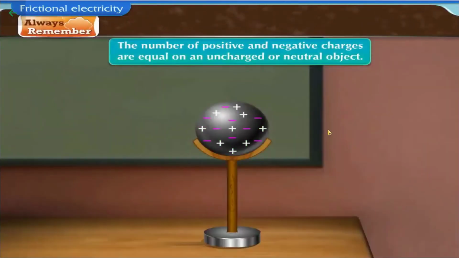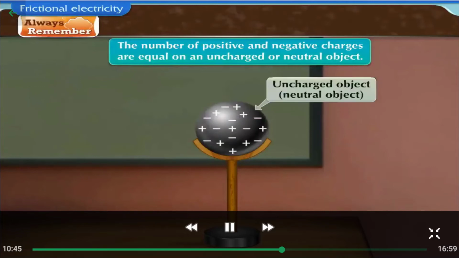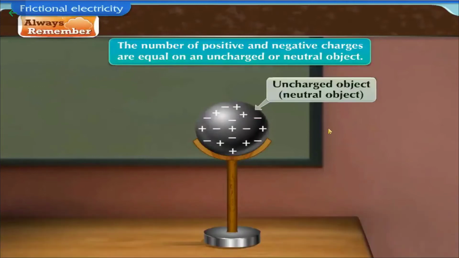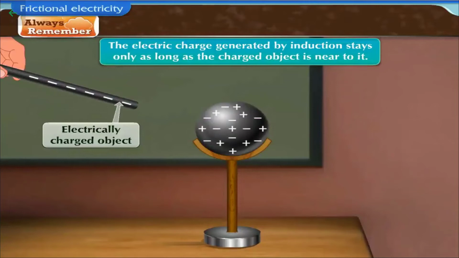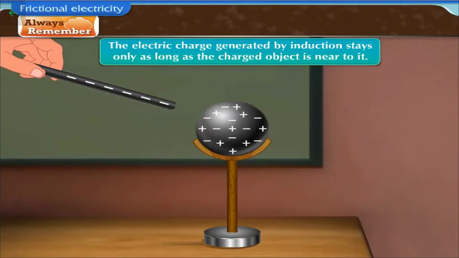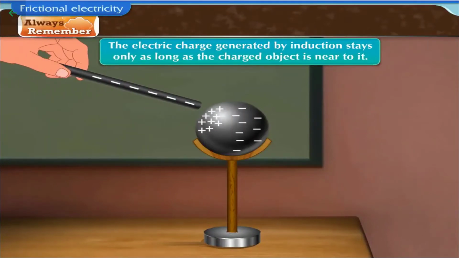Always remember, the number of positive and negative charges are equal on an uncharged or neutral object. The electric charge generated by induction stays only as long as the charged object is near to it.